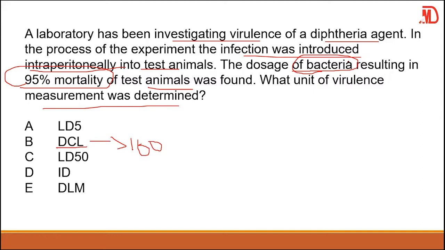Then we have DLM, dosis letalis minima. That is the minimum lethal dose. I hope you guys did Latin in first year, anyways. So, minimum lethal dose, meaning dosis letalis minima. That's DLM. Now, this is the minimum amount of the pathogen that can cause 95% death in experimental animals. 95%. So, DLM kills about 95%.